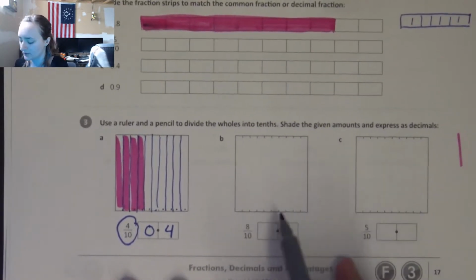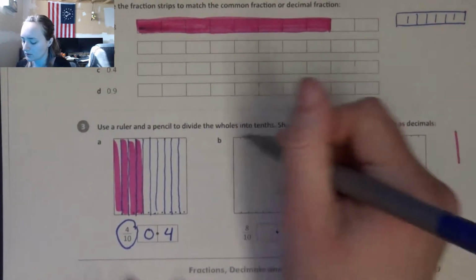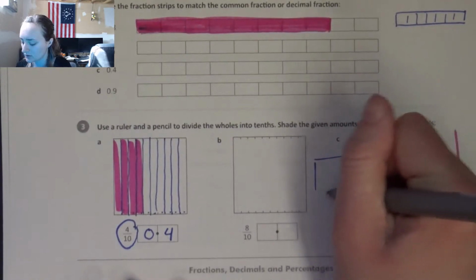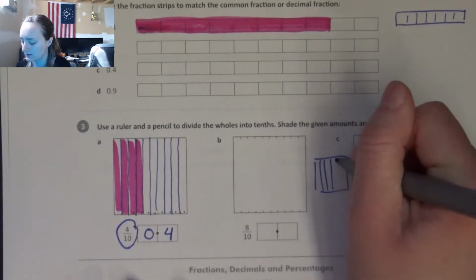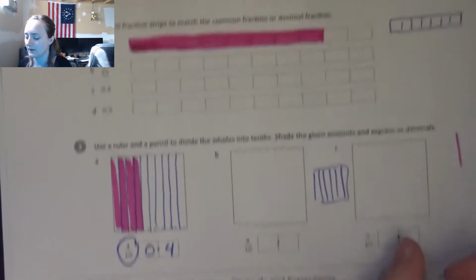You will do the same for these two. Draw a little square in your notebook, a nice little square like this, and divide it into 10 sections, color them, and then show me your decimal. Okay, and that is page 2.